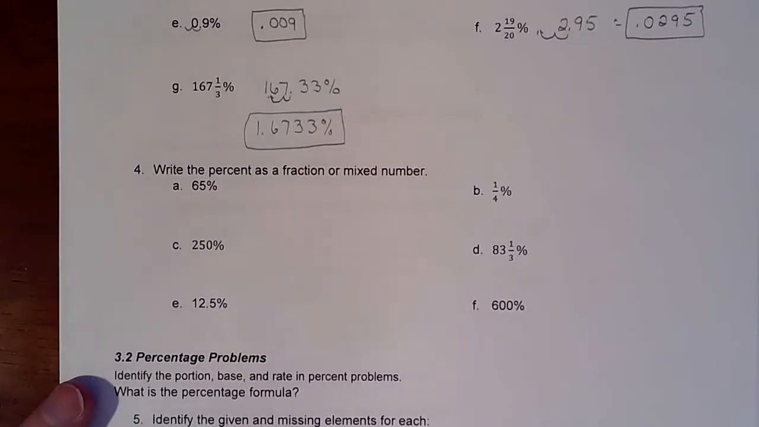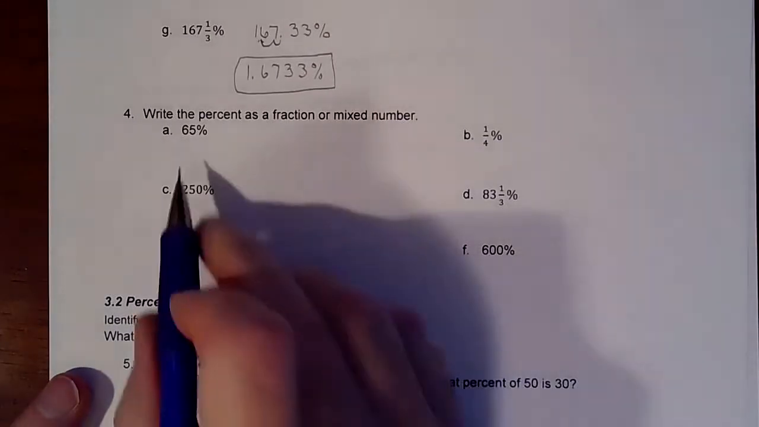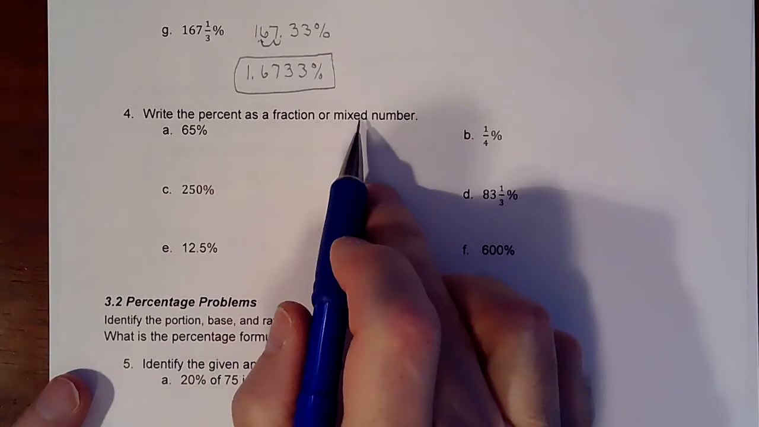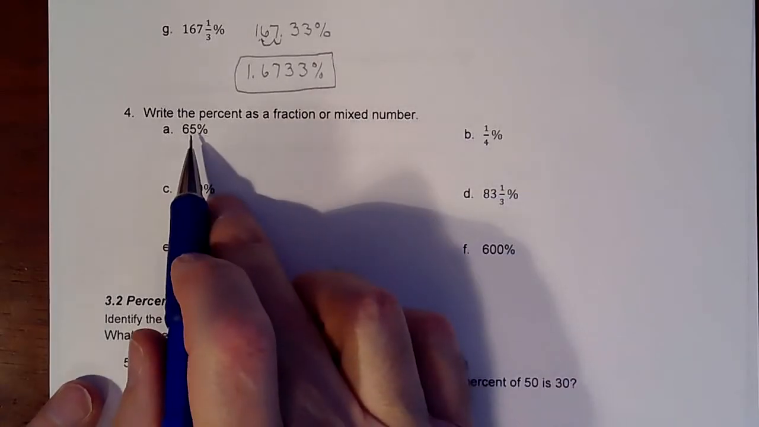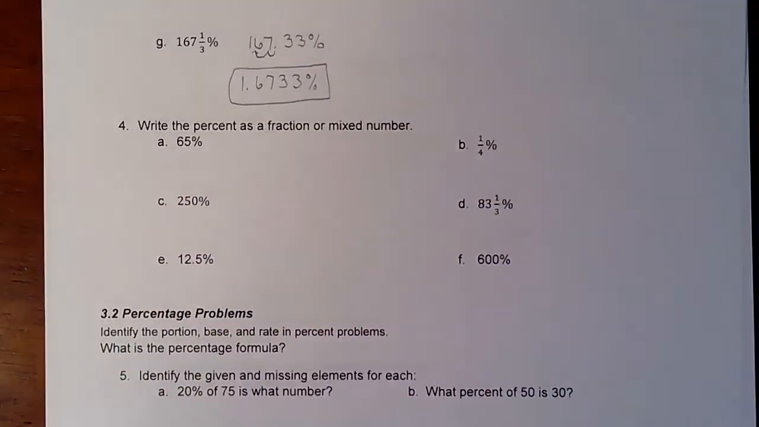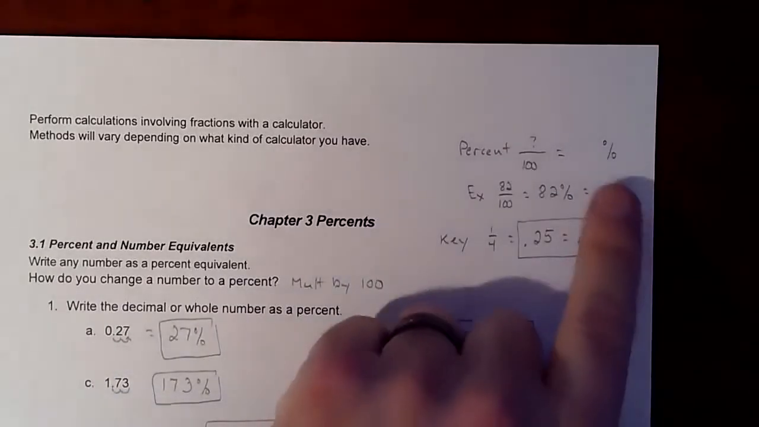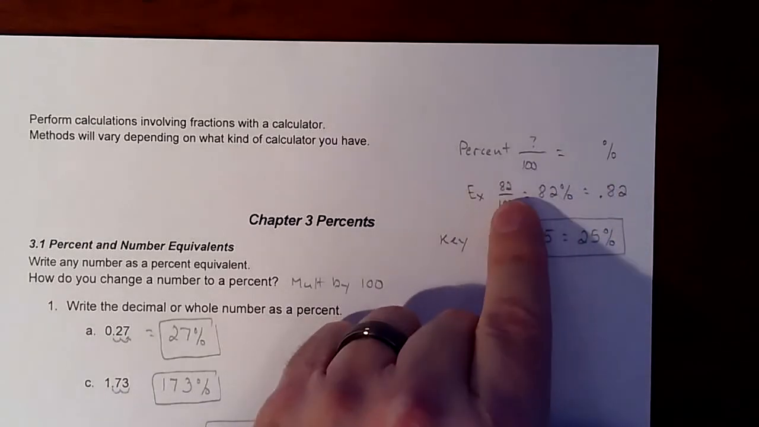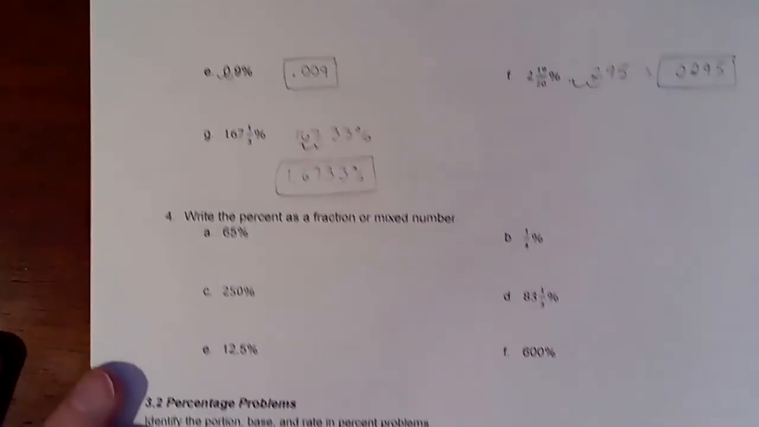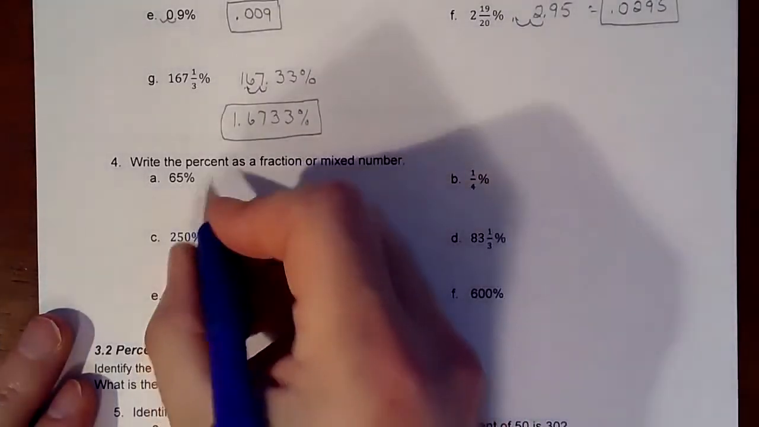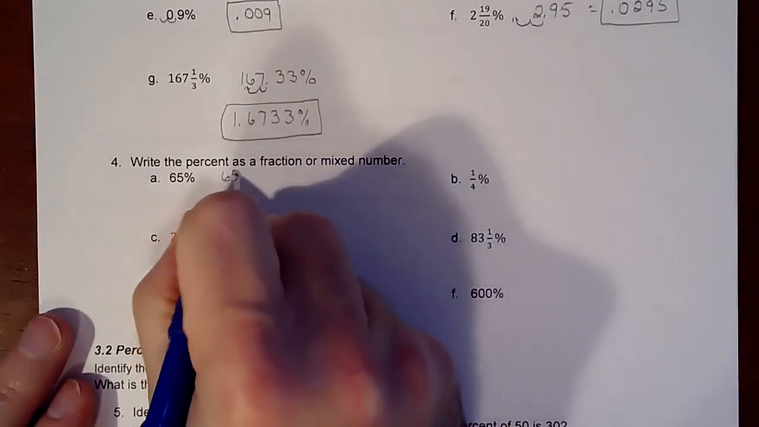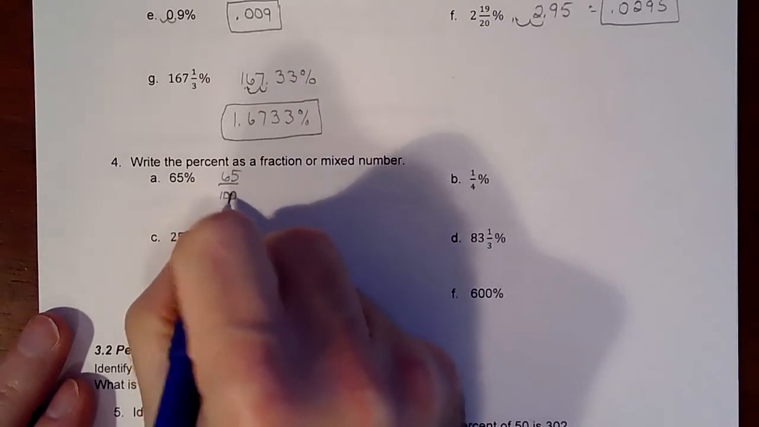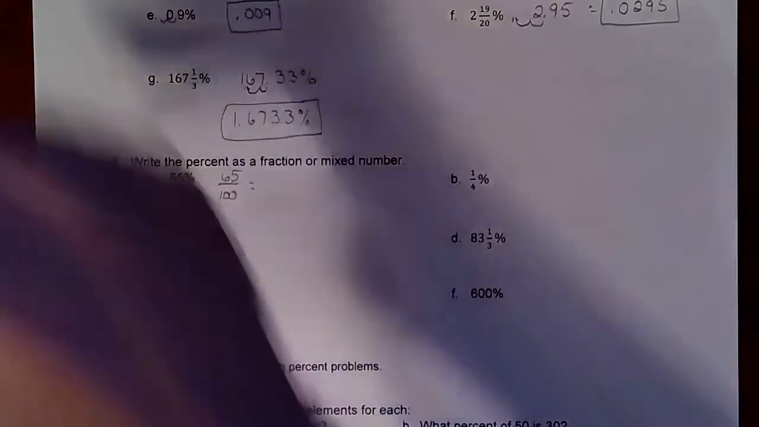All right, and then last thing is write the percent as a fraction or a mixed number. So if you take a percent, remember that the whole main idea of a percent is something out of 100. So 82% would be 82 over 100, and then we simplify. So 65% is 65 over 100. And then we're going to simplify it.